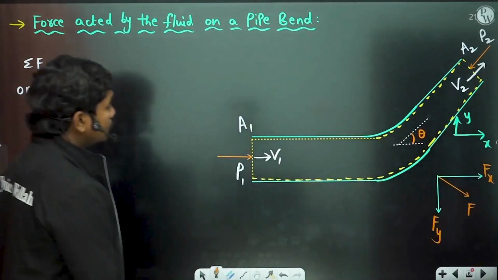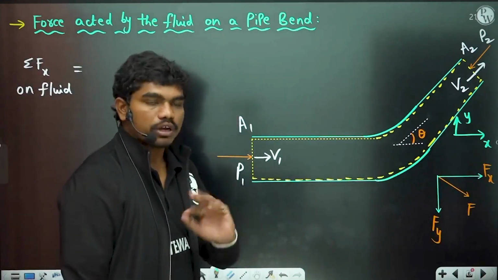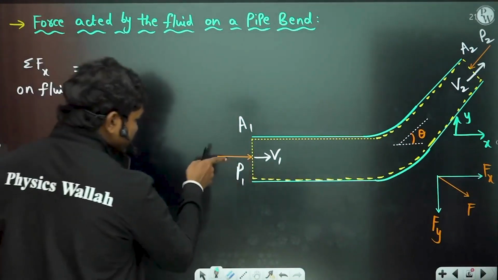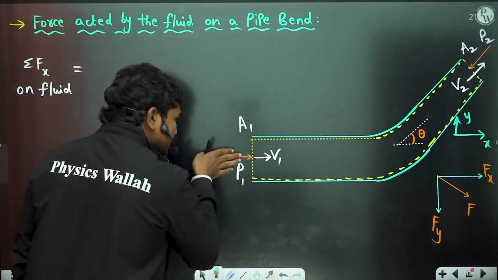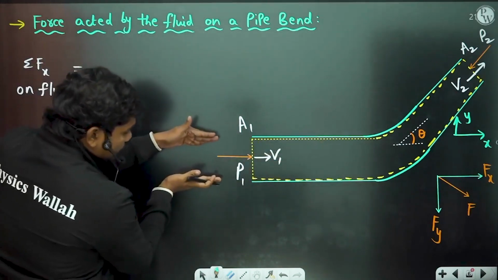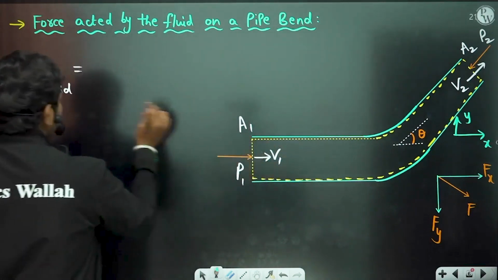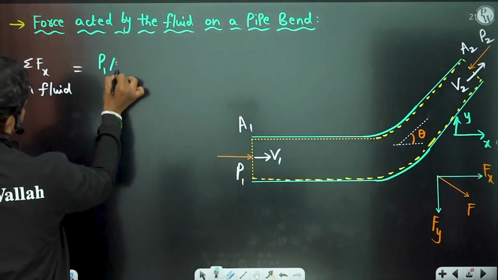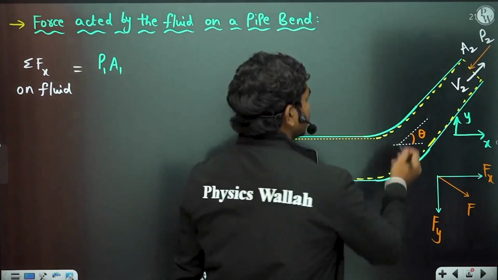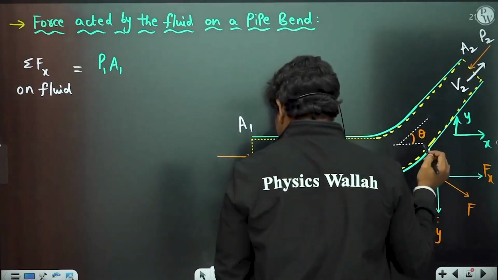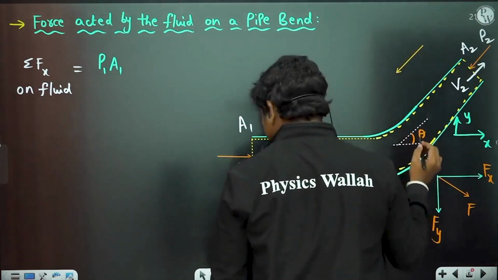Now see carefully here, if you take the net force acting on the fluid, first of all one thing is very clear: this P1 into A1 is the force which is trying to push this fluid, correct? Whatever fluid is present here will try to push this fluid for the flow, so there is P1 into A1. Next, P2 is in this particular direction, so the force P2 A2 is in this direction.